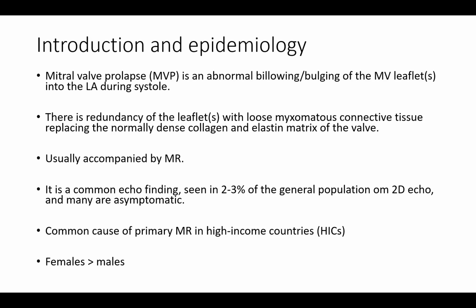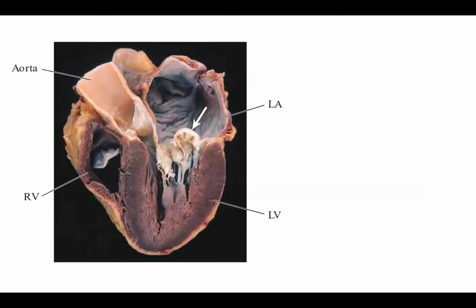So it could be an incidental finding on echo. 2 to 3% is like 3 out of every 100 people, so that's pretty common. And it's a common cause of primary MR, like we've said earlier, in high-income countries. It affects females more than males.